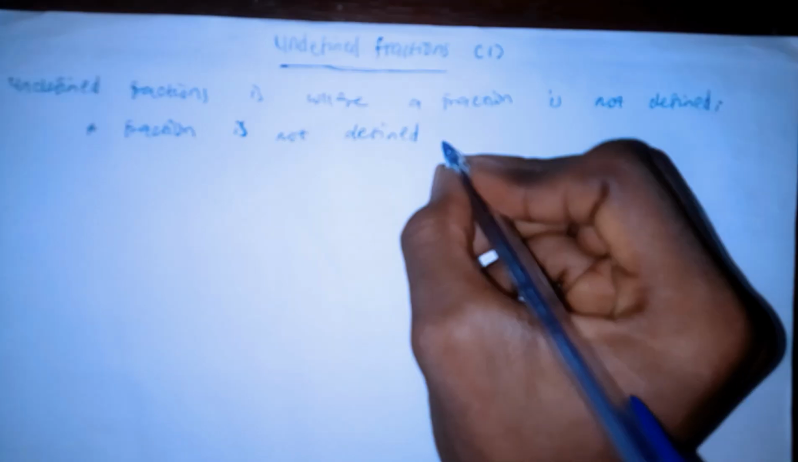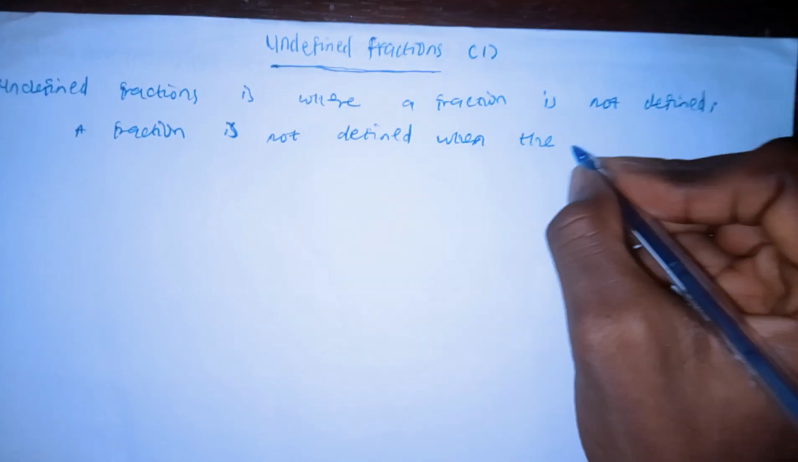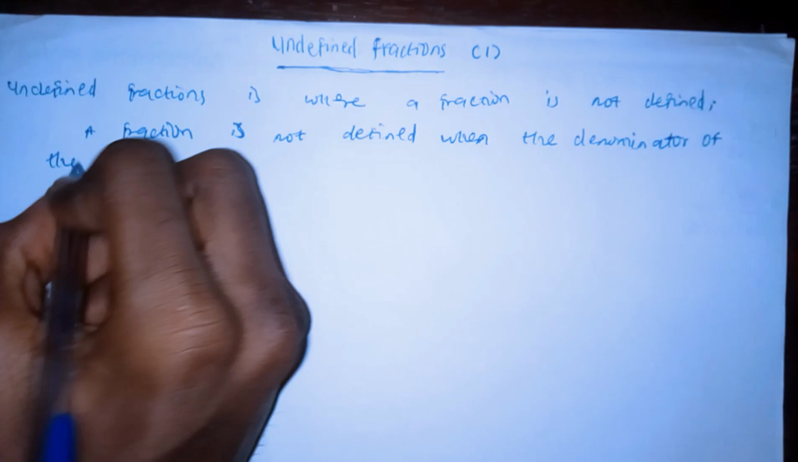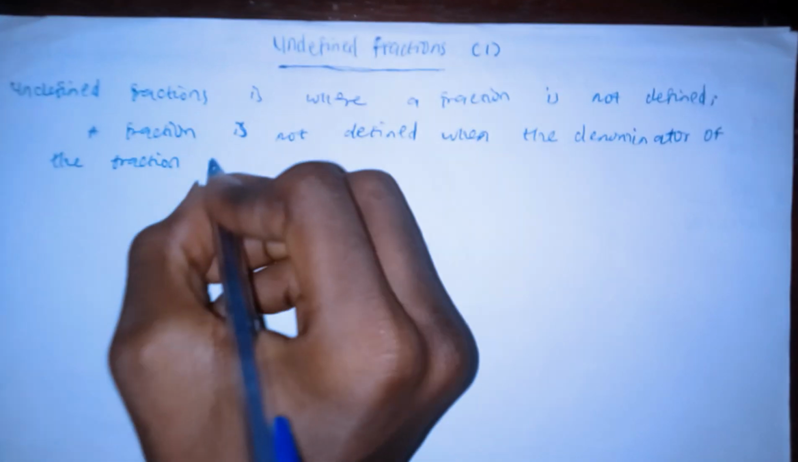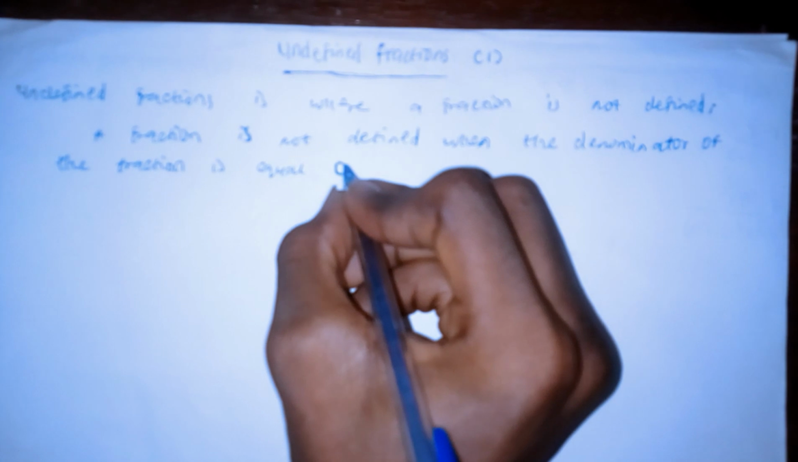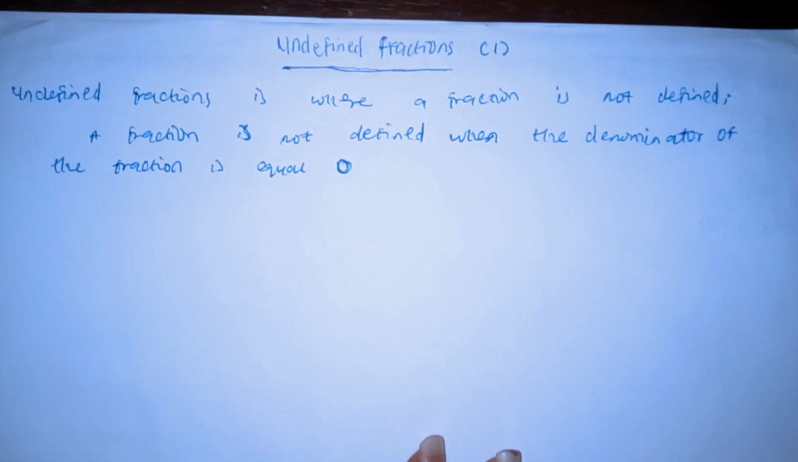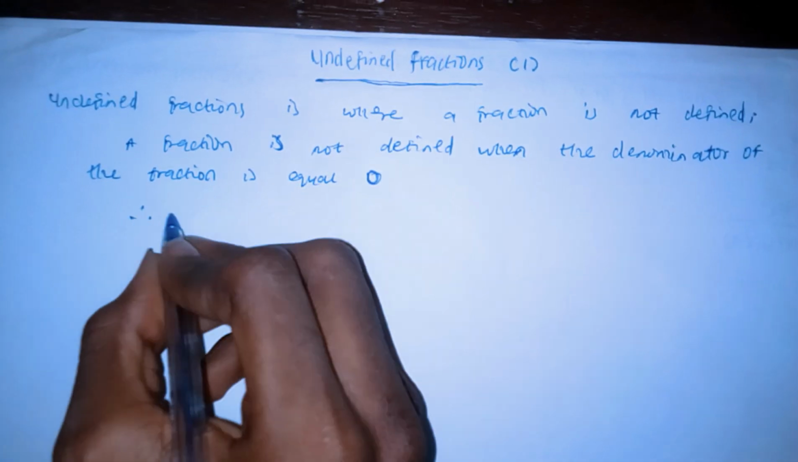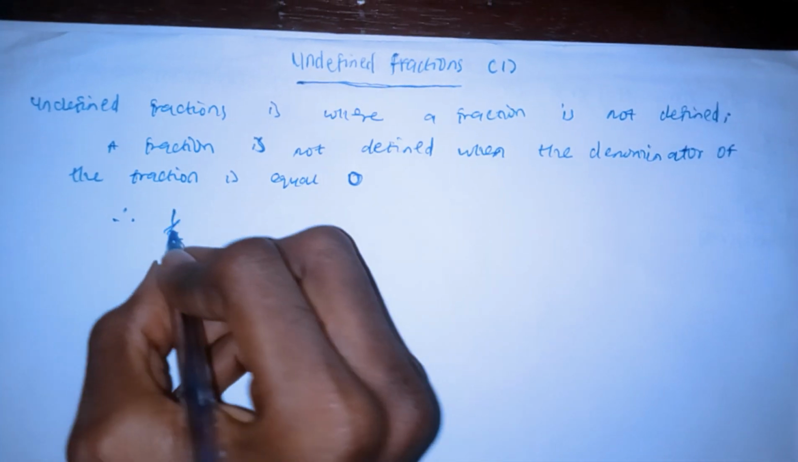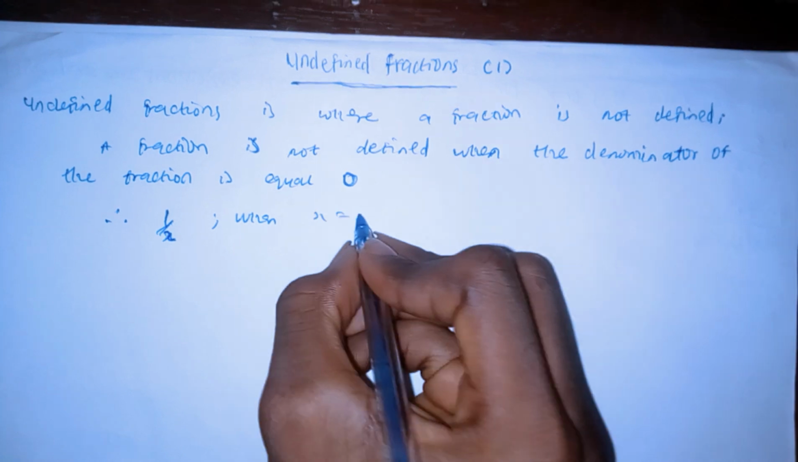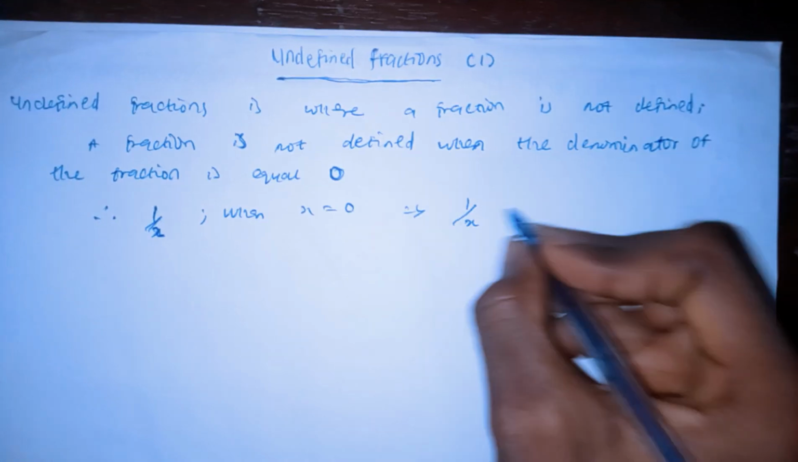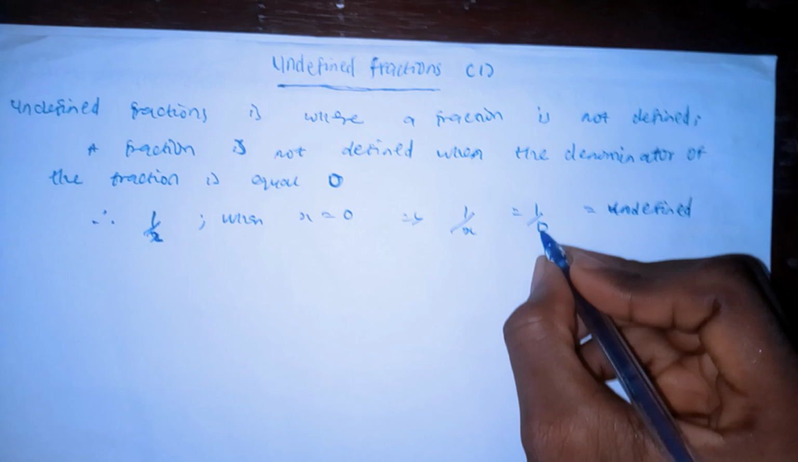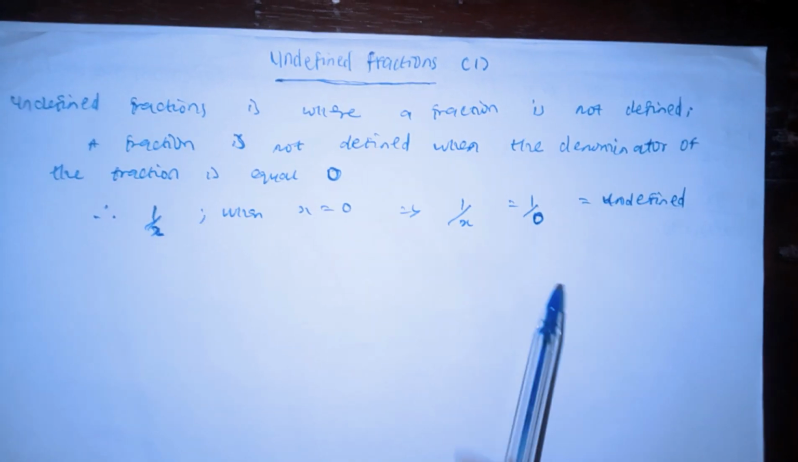A fraction is not defined when the denominator of the fraction is equal to 0. When the denominator of the fraction is equal to 0, that is the time the fraction is not defined. The fraction we're talking about here is 1 over x, and when x equals 0, which implies that 1 over x is equal to 1 over 0, the value is undefined, because any fraction that has a denominator equal to 0, from the definition, is said to be undefined.